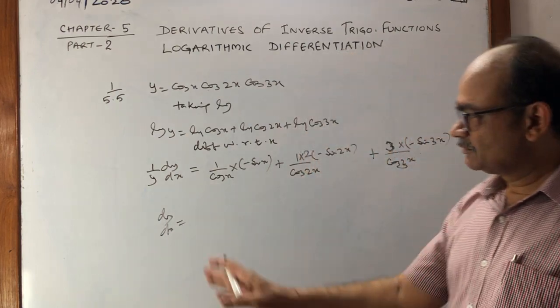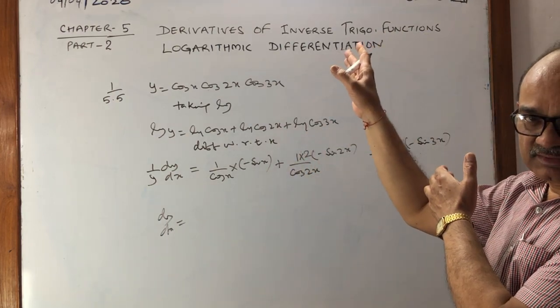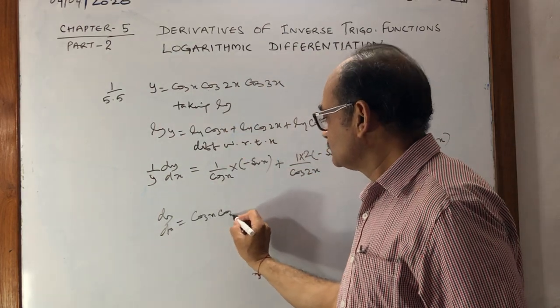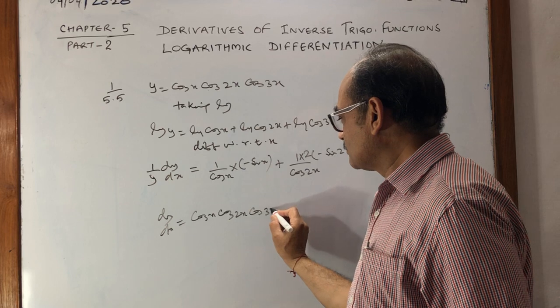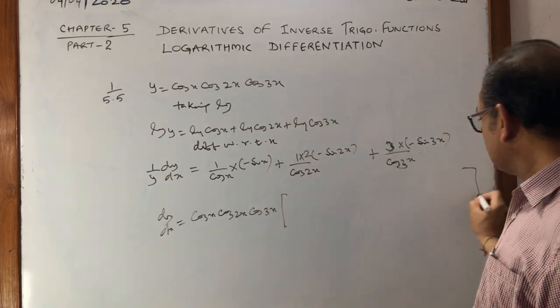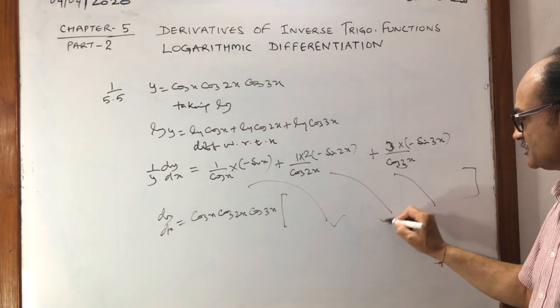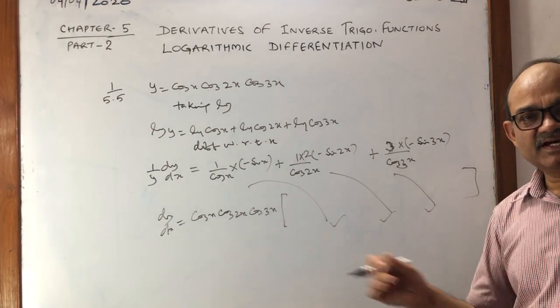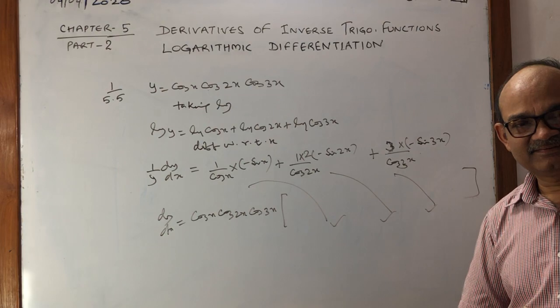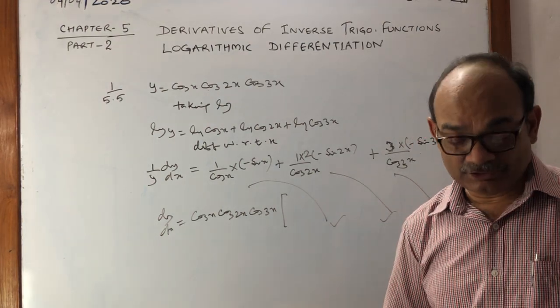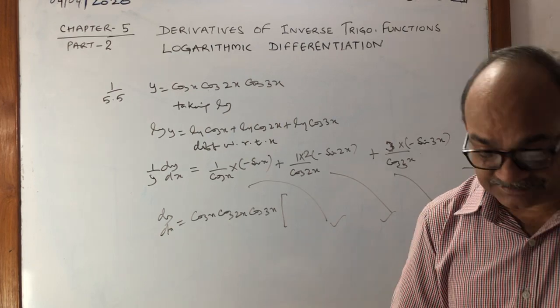Our aim is to calculate dy by dx only. So dy by dx, y goes to the other side. y means the quotient cos x, cos 2x, cos 3x, and inside the bracket you have to put all three functions' results. And that is the answer. Clear? So whenever the question is complicated, we have to use log. Few more questions.